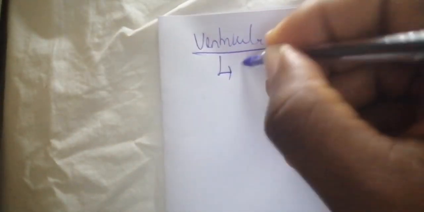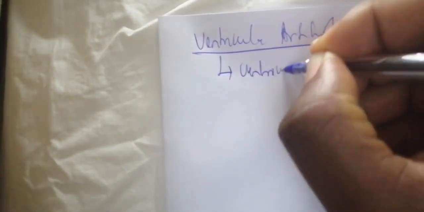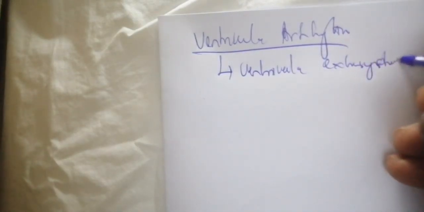Ventricular arrhythmias. For ventricular arrhythmias, we typically have the first one, ventricular extrasystole. Is it clear? Now, for ventricular extrasystole, how does it present? In ventricular extrasystole, you are going to have a malformed QRS complex. Is it clear?